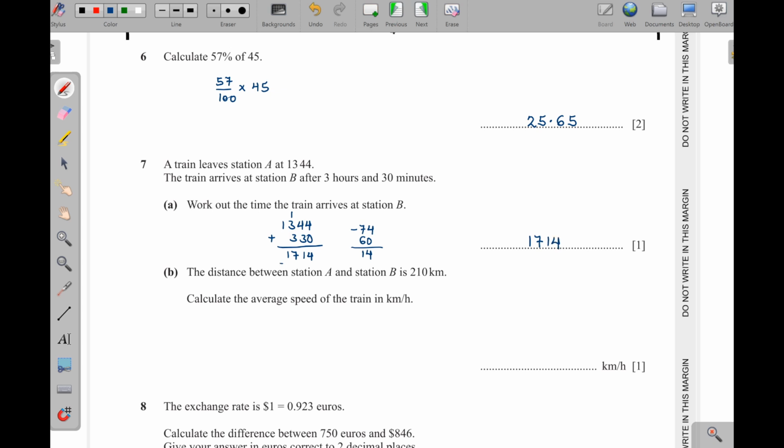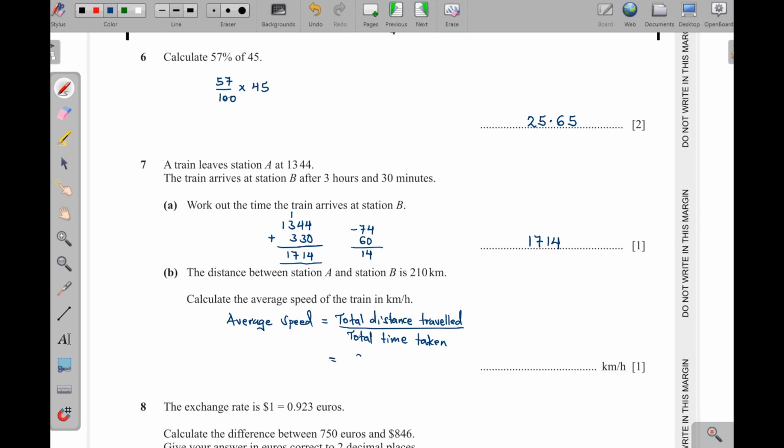And then here we have part B. The distance between station A and station B is 210 kilometers. Calculate the average speed of the train. Now, average speed is equal to, since it is kilometers per hour, this is distance out of time, not so? So total distance traveled, then divide by the total time taken.